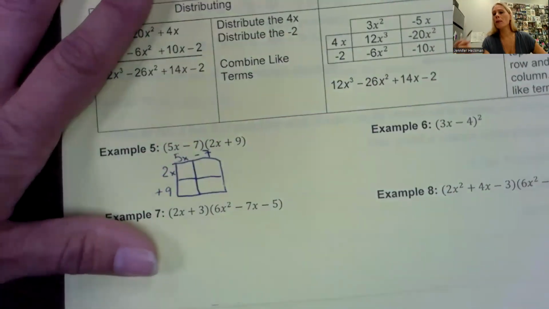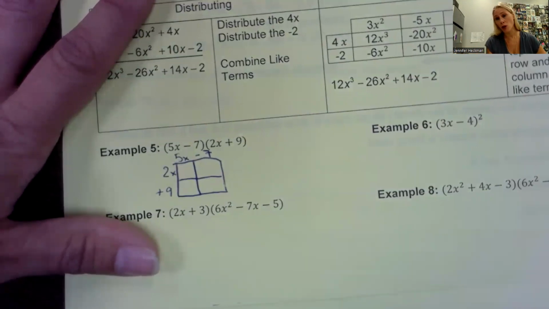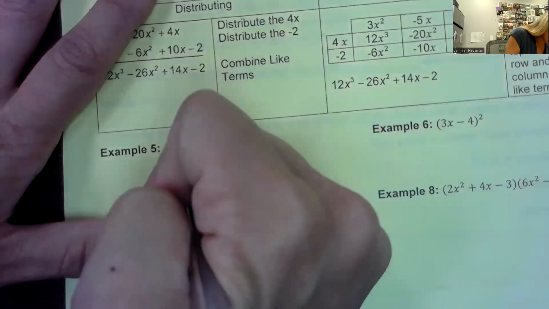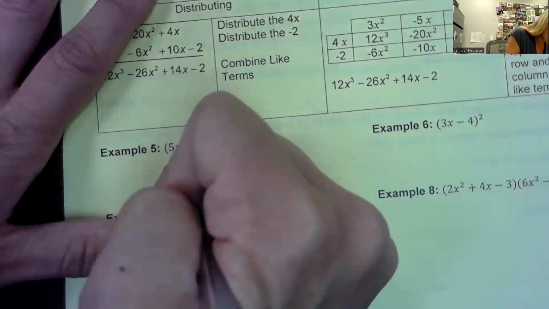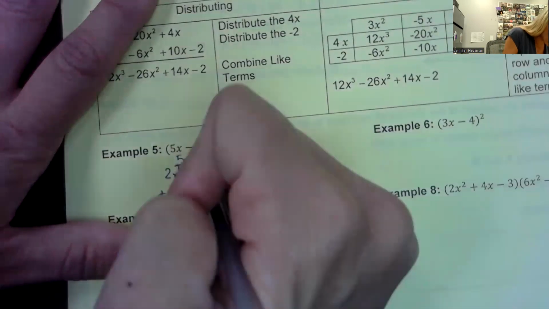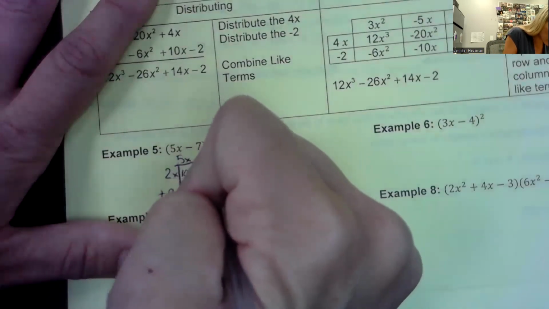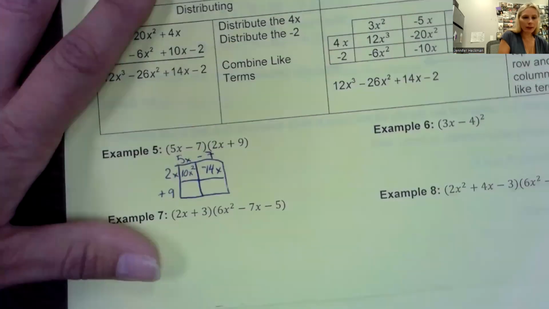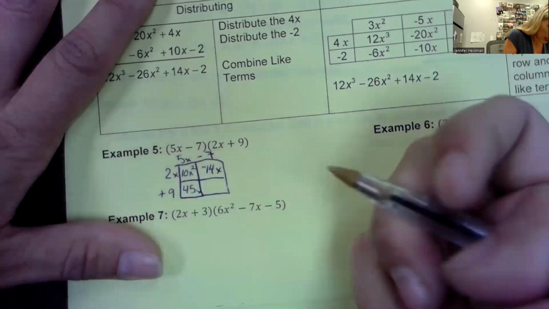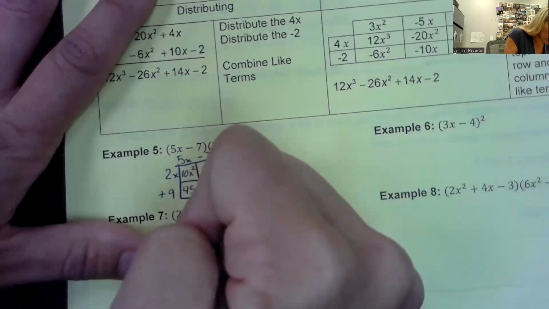One thing you need to remember is your coefficients. You're just going to multiply those numbers. Your exponents, your variables with exponents. Remember, when you multiply, you add those exponents together. So 2x times 5x is 10x squared, right? Because 1 plus 1 is 2. 2x times negative 7 is negative 14x. 5x times 9 is 45x. And negative 7 times 9 is negative 63.